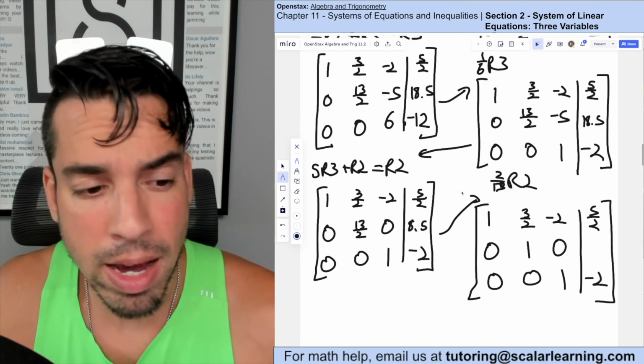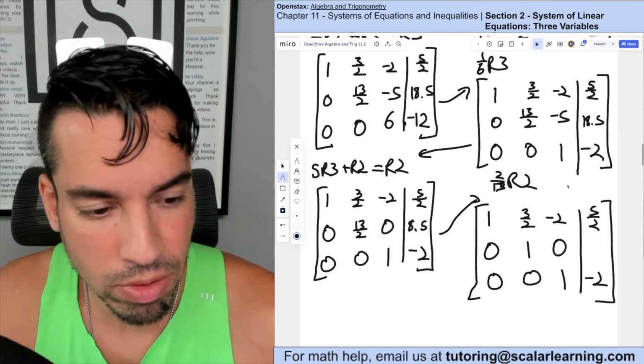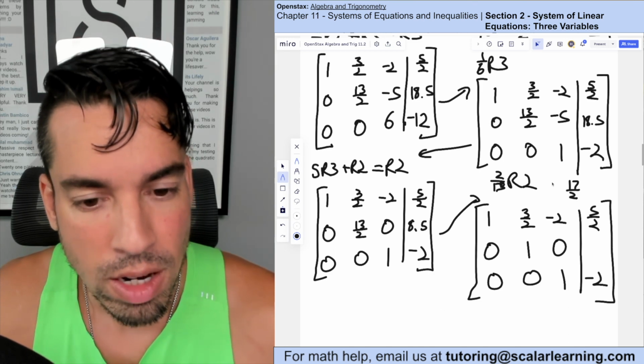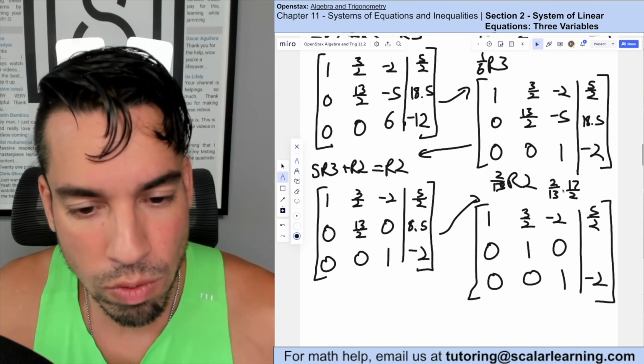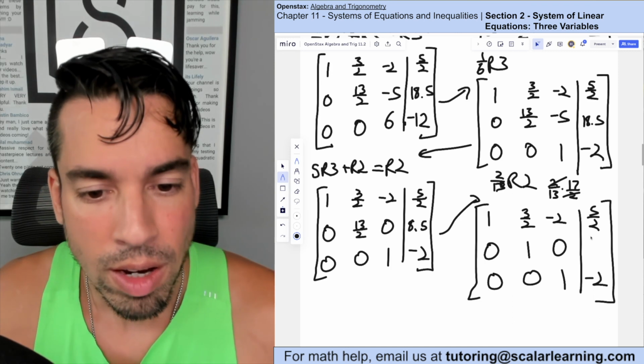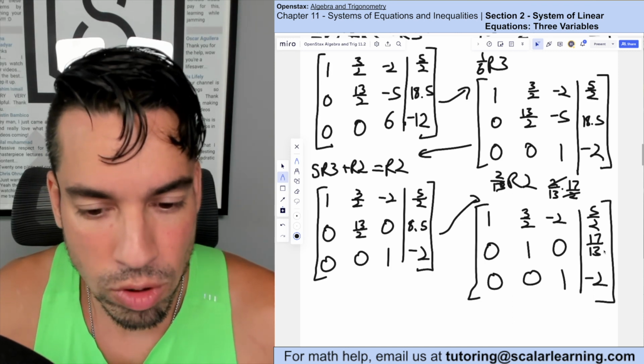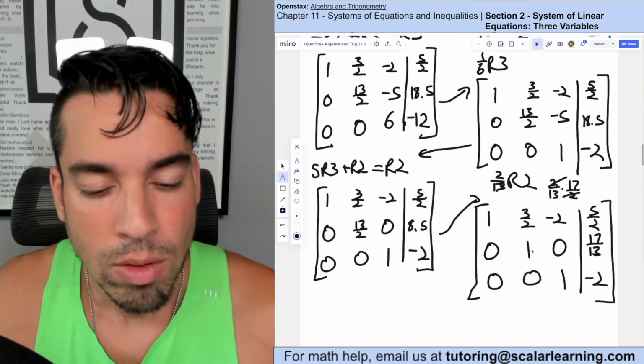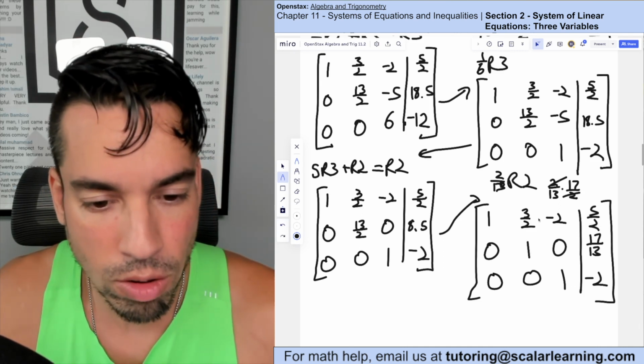So I'm going to flip it back into an improper fraction. So 8.5 is 17 halves, okay? And then I'm going to multiply that by 2 over 13. The 2's are going to cancel out, and we get 17 over 13, and that's going to be our value for y. So we almost got it. We know our y value, we know our z value. All we need now is x.